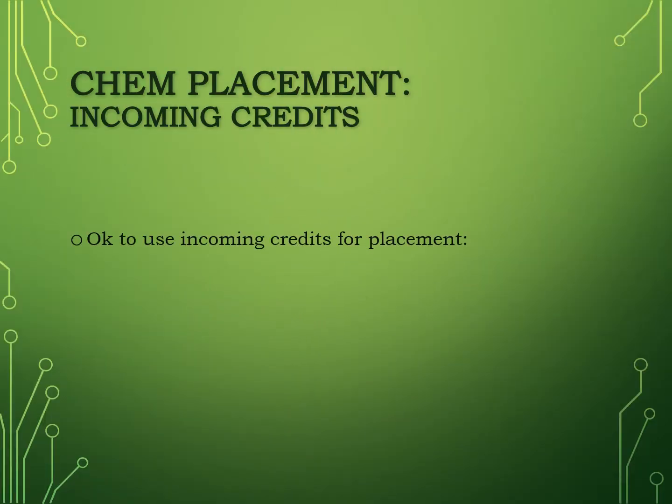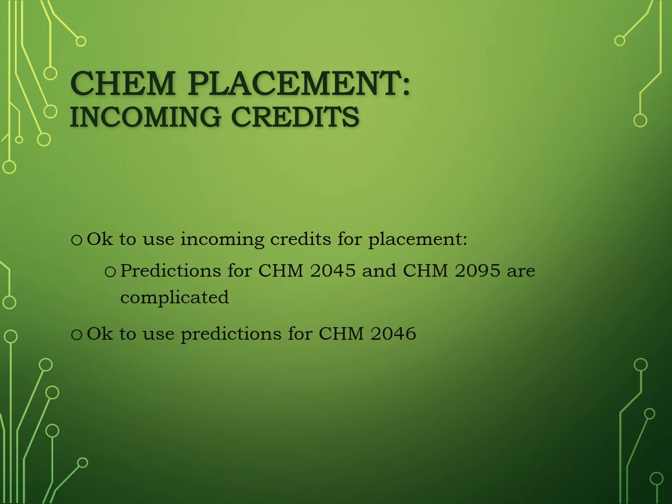And this is just a reminder, we talked about this in the math module, but of course it's okay to use incoming credits for placement. But this is where things get super tricky with the predictions. So we talked about predictions as it relates to math in the math module. Predictions for chemistry are sneaky. You can use predictions to a point for Chem 2045 and Chem 2095, but there are limitations.